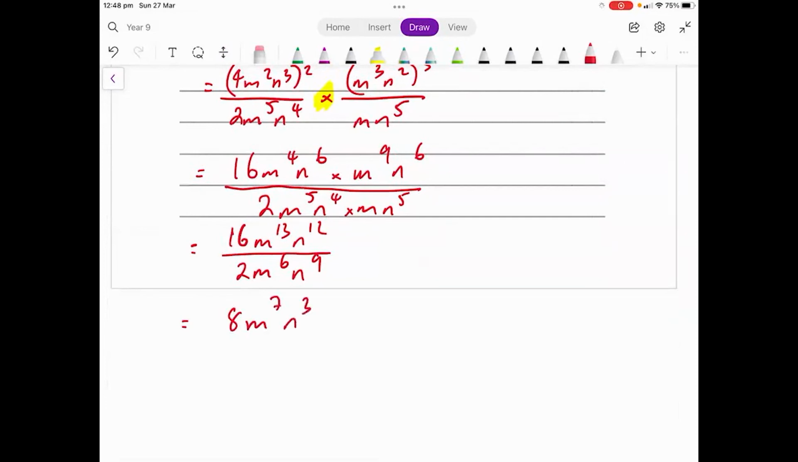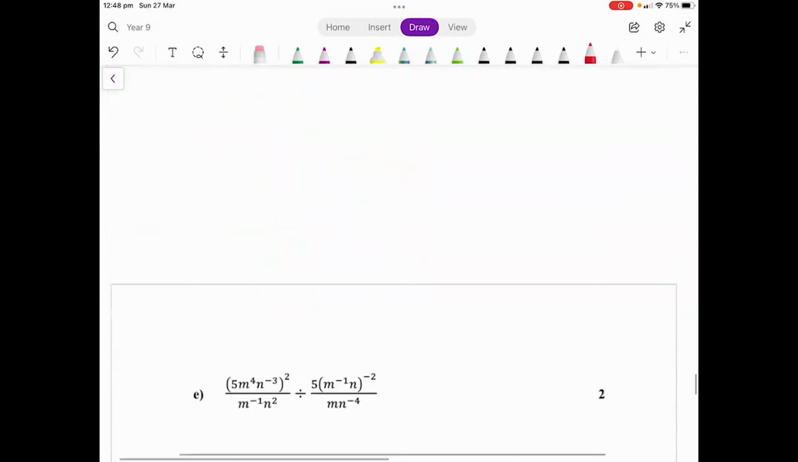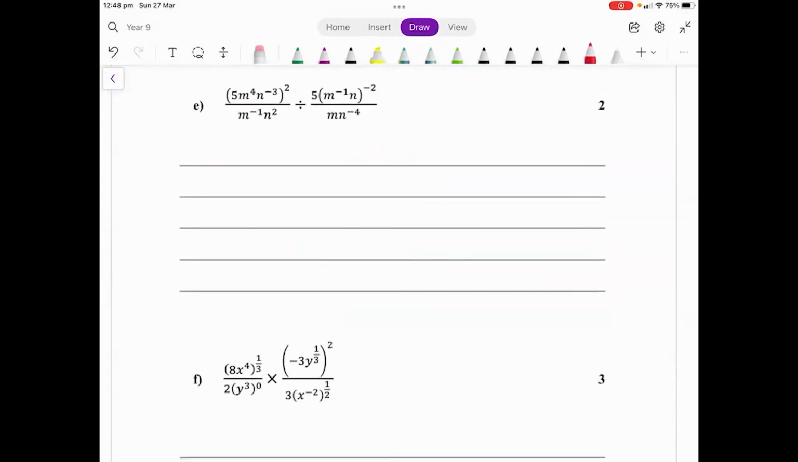Question E, I'm going to start off using KCF again. So I keep the first fraction, I change the division to a multiplication, and I flip the second fraction. I don't need to do anything else. Then I'm going to expand those brackets.